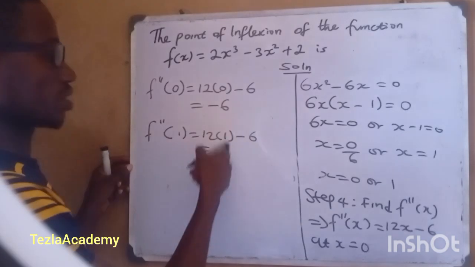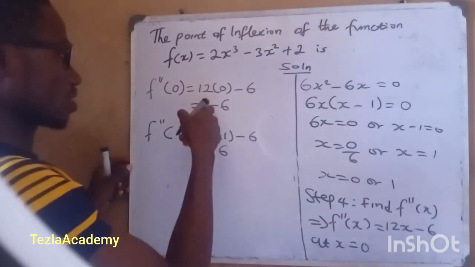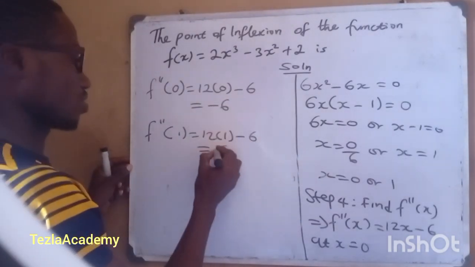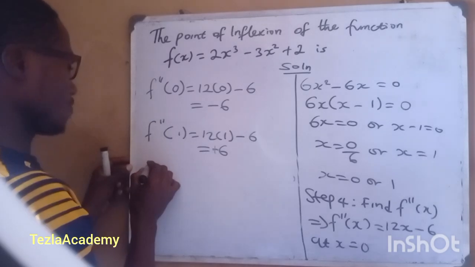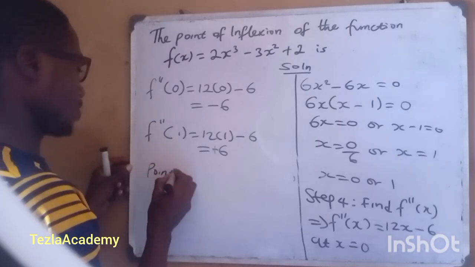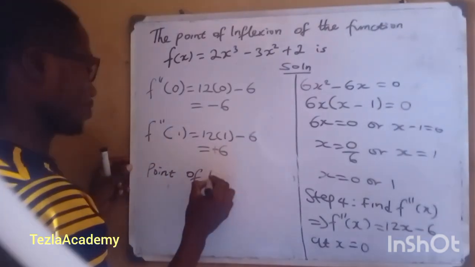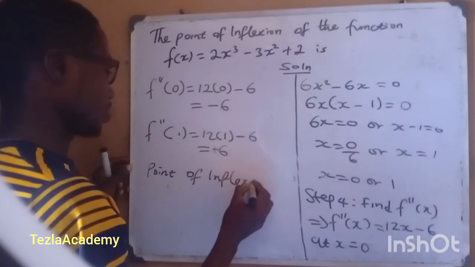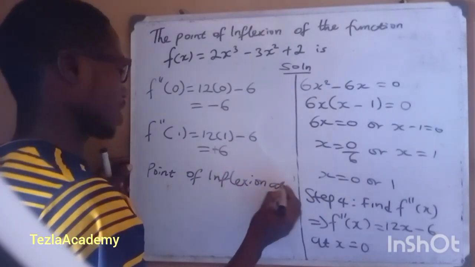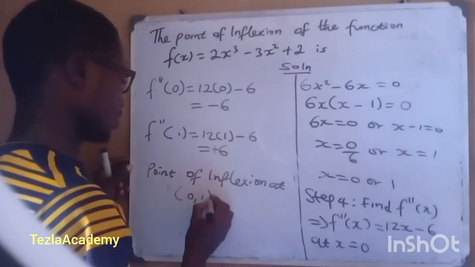They mustn't necessarily be the same number. But since their signs are different, this is minus 6 and this is plus 6, we say that we have points of inflection at 0 and 1.